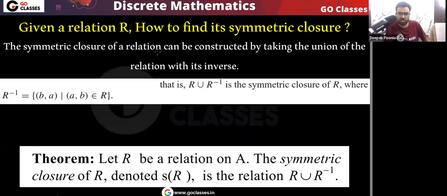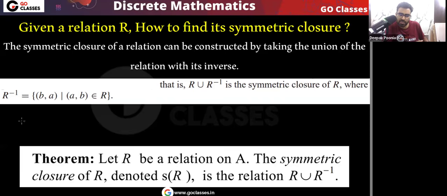So this is what is written here. You can see the symmetric closure of a relation can be constructed by taking the union of the relation with its inverse. Means R union R inverse. That is the symmetric closure of R. So that's the whole point. Nothing else. This is what we have seen.